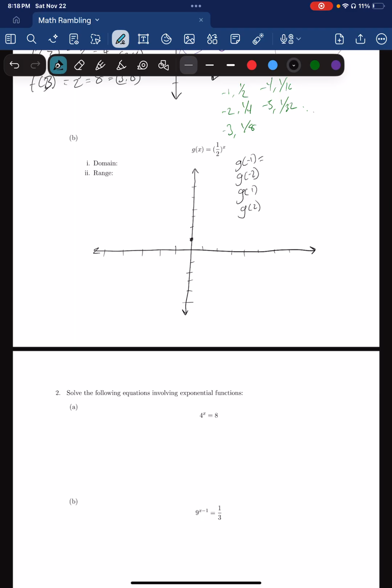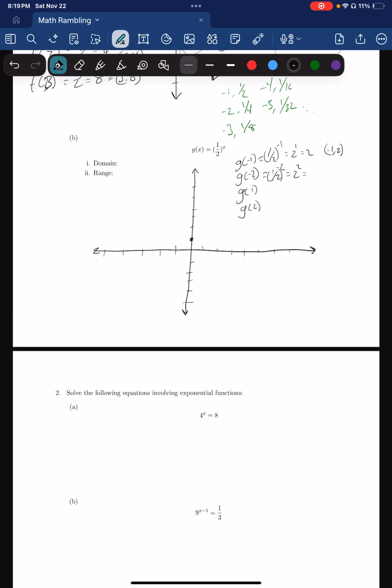So g of -1 is the same as 1/2 to the -1 power, which is the same as 2 to the 1 power, which is 2. Which means that (-1, 2) is on our line. And now let's see, g of -2 is the same as 1/2 to the -2 power, which is the same as 2 to the 2 power.